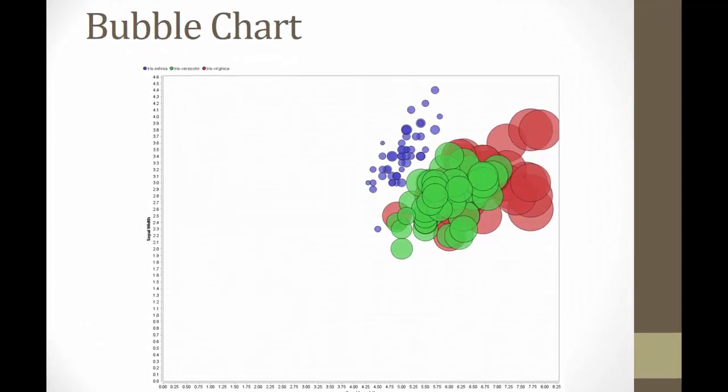Bubble charts are similar to scatter plots. They also show you the relationship between two variables. But the difference is that now you have a third dimension that is displayed through the size of the bubble. So you can actually show more than two variables. You can actually depict the relationship between more than two variables using the size of the bubbles.